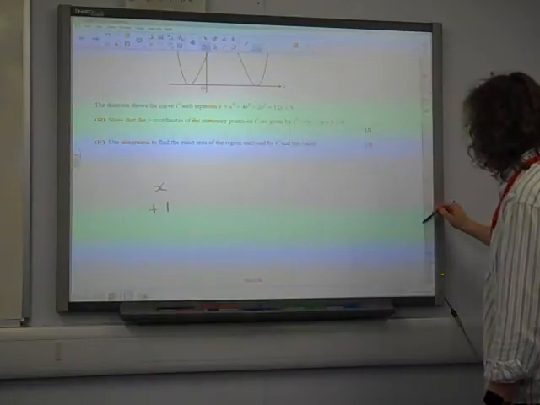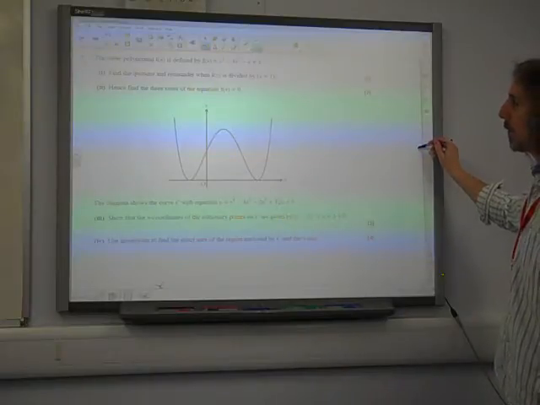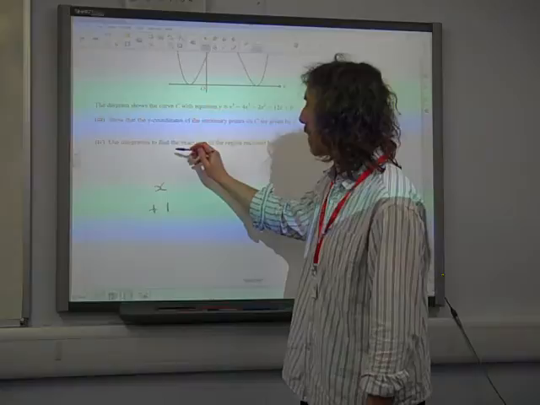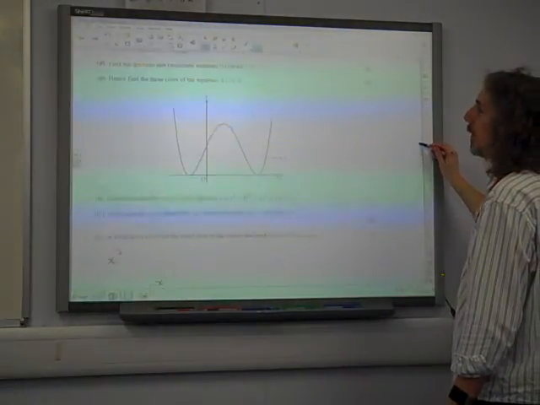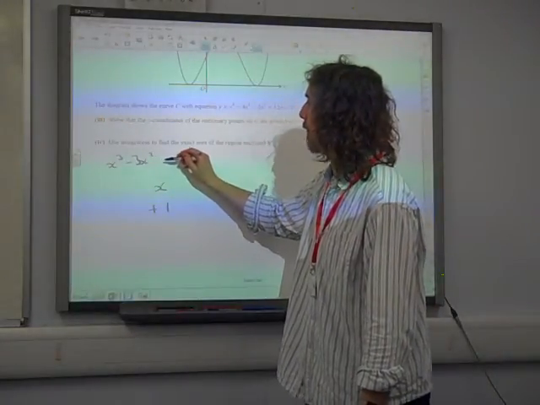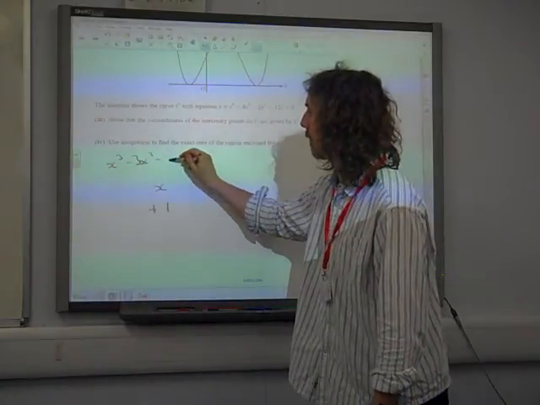And so what is it that we're doing here? We're dividing x plus 1 into x cubed minus 3x squared minus x plus 3. I just need a reminder of that, don't I? x cubed minus 3x squared, oh, I can't remember what I'm writing. Minus x plus 3.